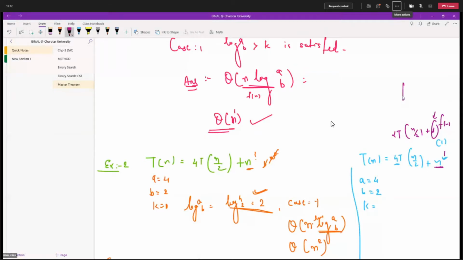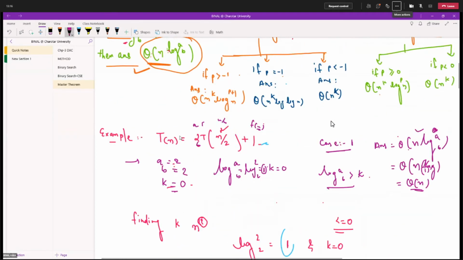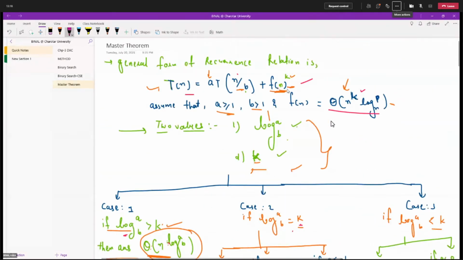What is our function? f(n) is n raised to k. If there is 1, then the k power is always 0. If there is n in f(n), that is k equal to 1. If it is n square, the k value is 2. Nothing in the power of n, that is 1, right? n square, what is the k value? 2. n cubed, what is the k value? 3. So if f(n) is n, then k is equal to 1. Clear?